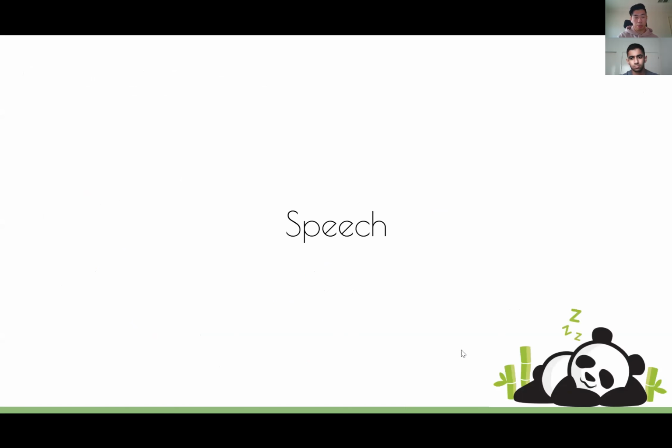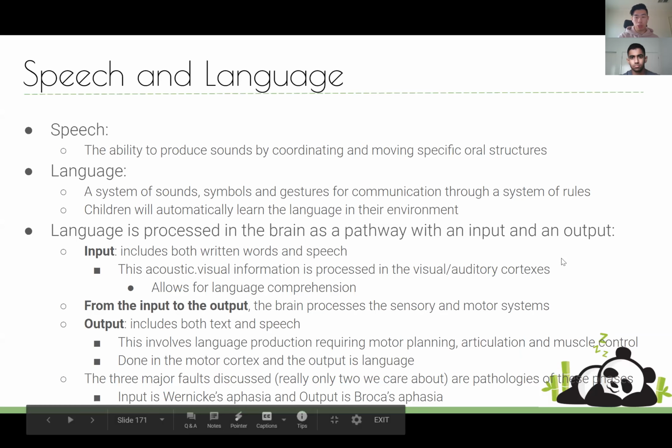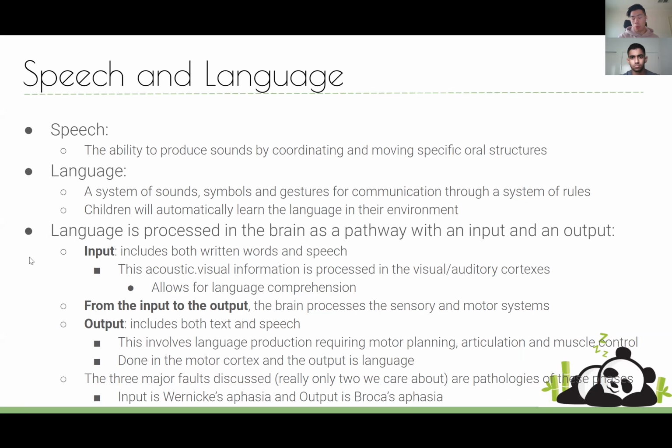All right, speech. This was talked about a little bit yesterday with Broca's and Wernicke's areas, but this is a slightly different angle. This isn't really too important, but this is basically what speech and language are. But language and how it's processed is important for why we have the three types of aphasia that are important for second year.